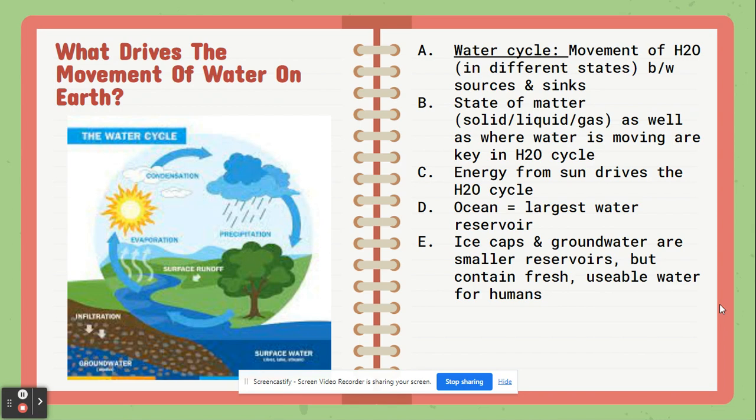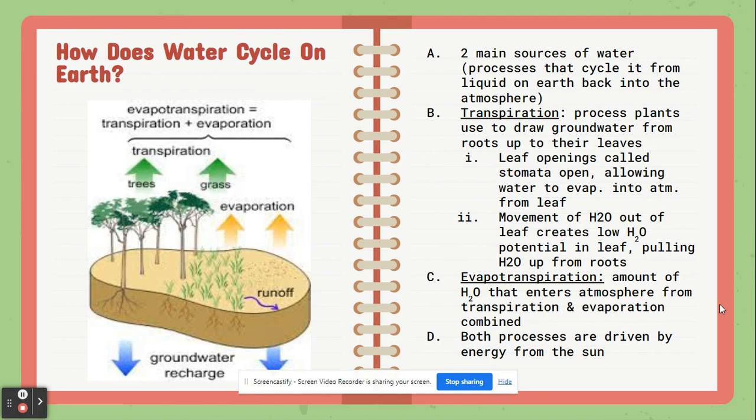Now, looking at the water cycle specifically, our oceans are our greatest water reservoirs on Earth. Our ice caps and groundwater are smaller reservoirs. They contain our fresh water, and unfortunately, out of all the water we find on Earth, really only about 3% or so is fresh water, and only about 1% of that is actually usable fresh water for drinking, cleaning, and so on. So it's really important to understand how water moves throughout Earth, especially if it's a resource that we use heavily.